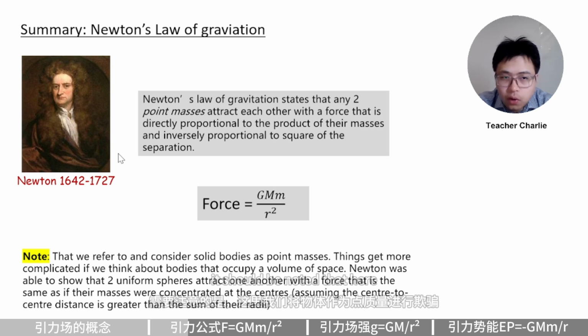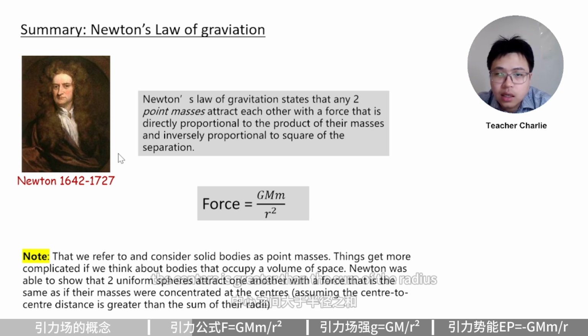It should be noted that here we treat objects as point masses. In fact, if two spheres are uniform, as long as the distance between their centers is greater than the sum of their radii, we can calculate their gravitational force as if their masses were concentrated at the center.